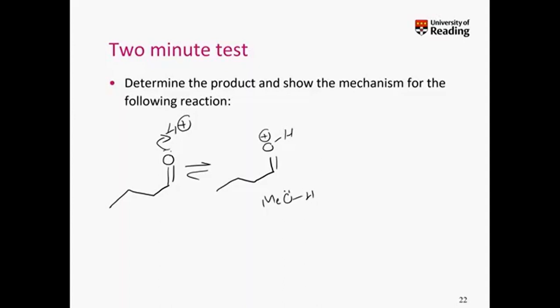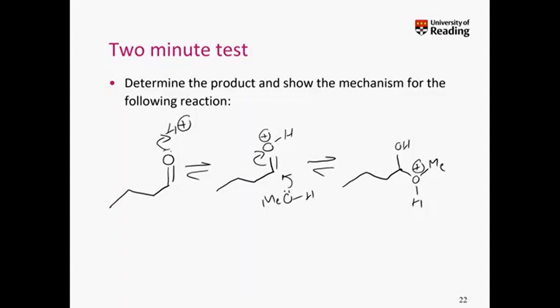So these can react with the carbonyl carbon. Therefore, the carbonyl carbon has too many bonds, so we need to break a bond. So we're going to break the carbon-oxygen double bond. That has the added advantage of neutralizing that positive charge. And we've added our methanol to our carbonyl group.